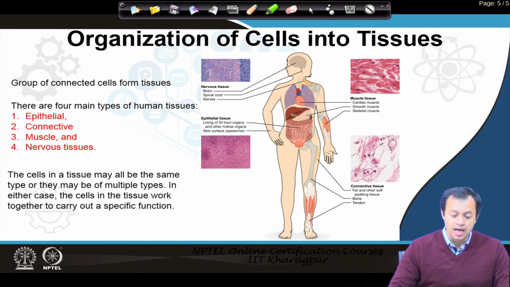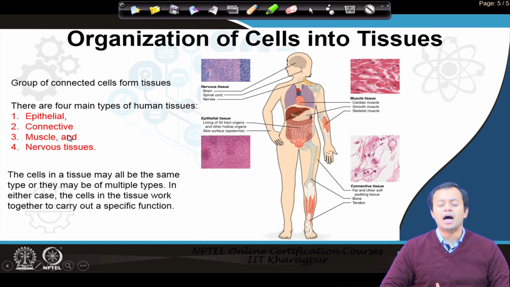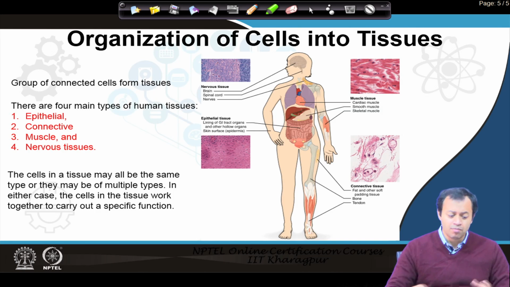All right. Now, the human body can be divided into four major categories of tissues. They being epithelial, connective, muscle and nervous tissues. The human body is made up of four different types of tissues. Each tissue is a specific arrangement of cells in a particular pattern to perform a very specific function. The most common of them is epithelial tissue.